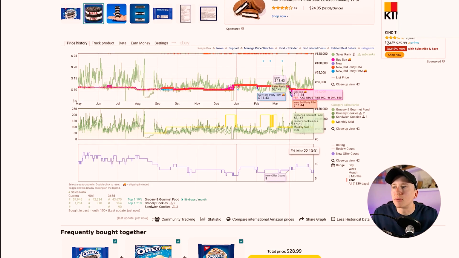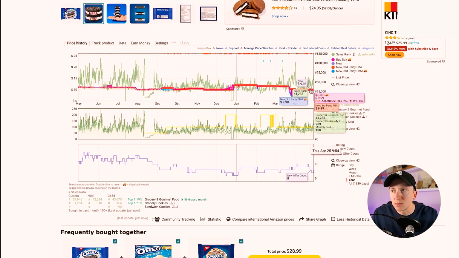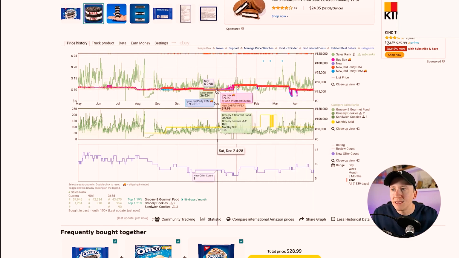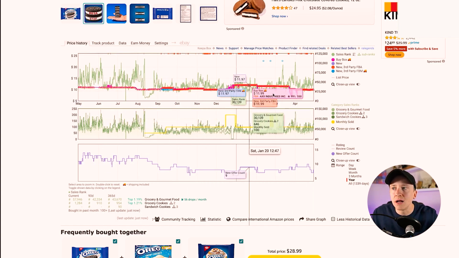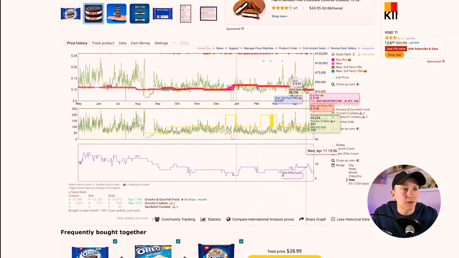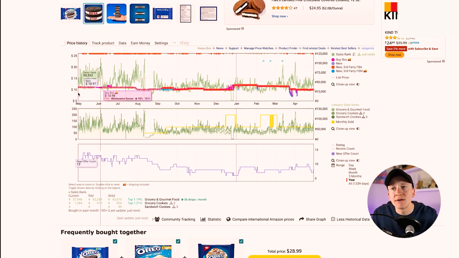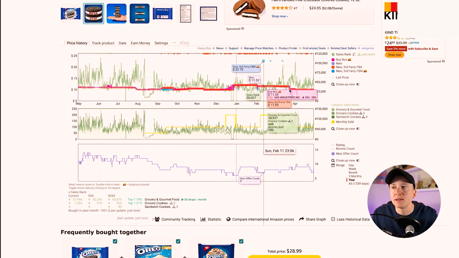The next thing is the price. This seems to be very steady. So we're seeing about $10, and then back here is around $10. So it seems to sell around that $9.99 price point. Sometimes it goes up to $12, but it sells around this $9.99 price point. So if that's a profitable price for you, then it may be something that you can sell.